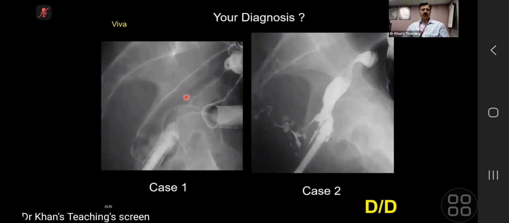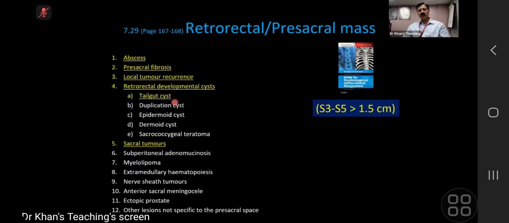Okay, so this film, in the old days, was quite a favorite film. Now, less likely. Having said that, you have to know everything. Basically, this is the rectum, there is a Foley's inside. This is known as the presacral space, and there is a widened presacral space. The difference between this film and this film is that on this film there is an associated fistula, and here there is no fistula. So widened presacral space is a differential diagnosis.